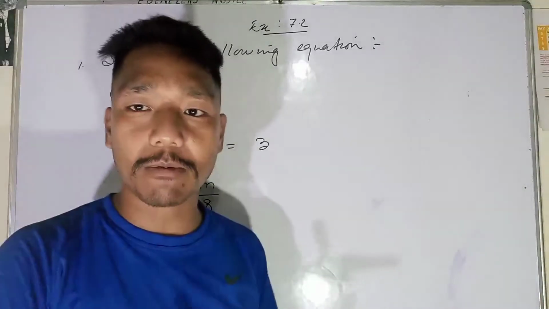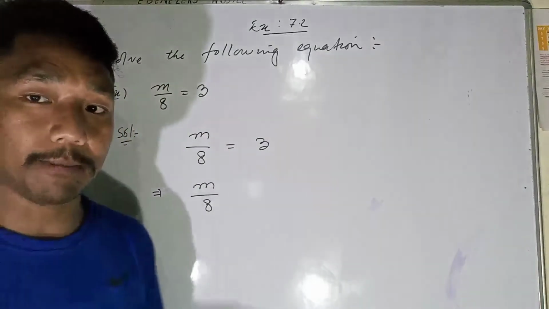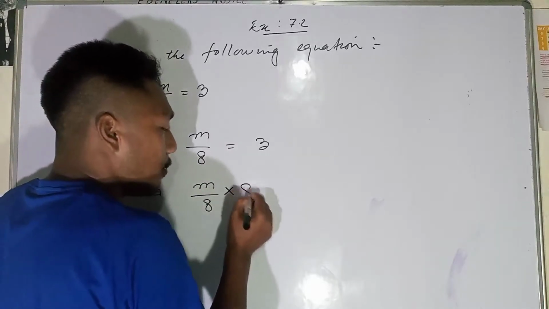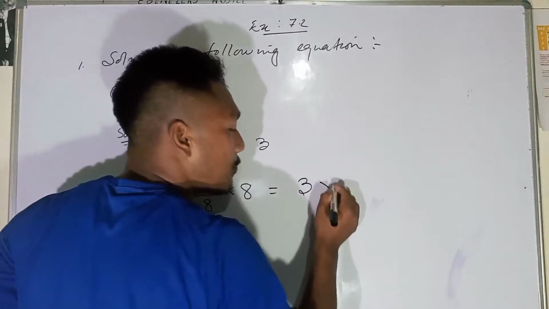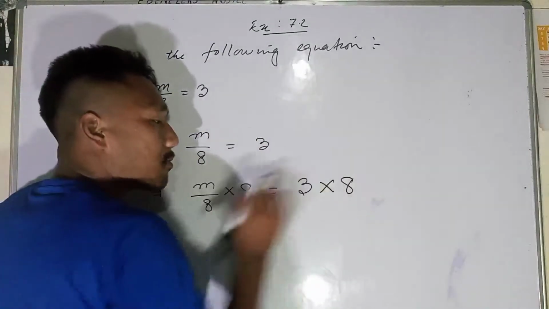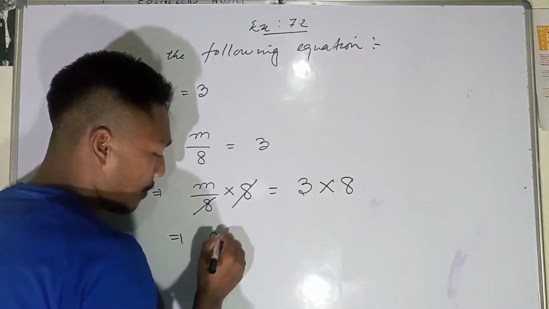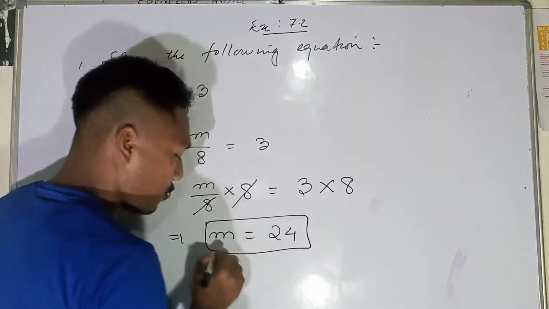In the previous question we saw that if there is a multiplication, we divide. But here it is a division, that means we have to multiply by 8. If I multiply by 8 on this side, I have to multiply this side also. We multiply both sides. So 8 and 8 cancel, and we get m is equal to 8 times 3, which is 24. What is our m? m is equal to 24.